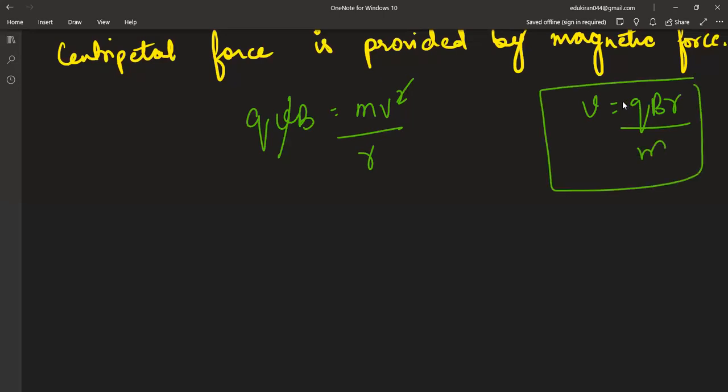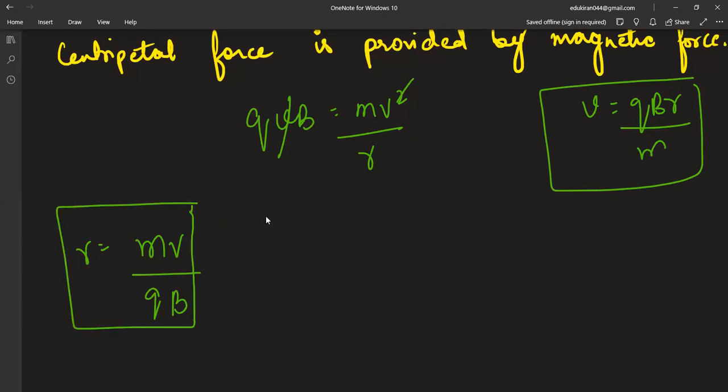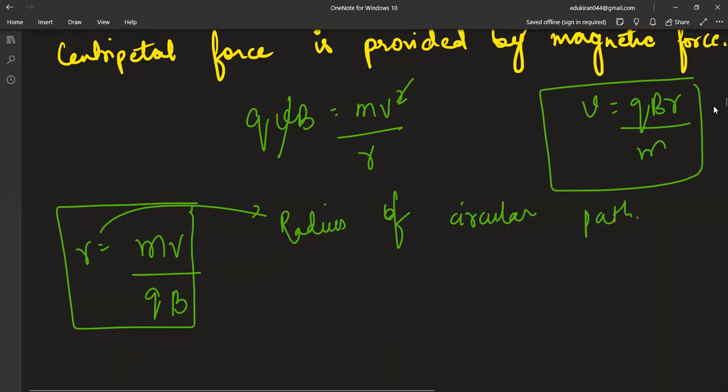Now you have so many formulas to remember. What is the radius from here? Radius is mv divided by qB. So this is the radius of circular path when an electron, or any other type of charge, not electron specifically, moves in a circular path. This is the radius of circular path.